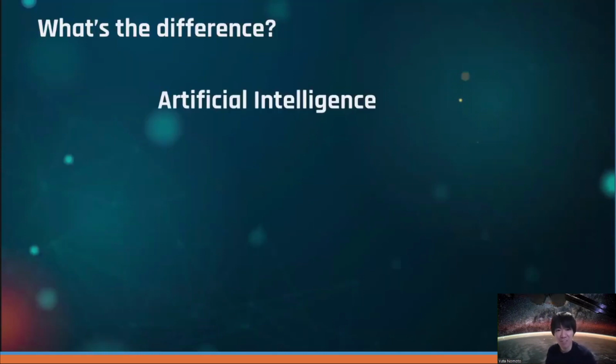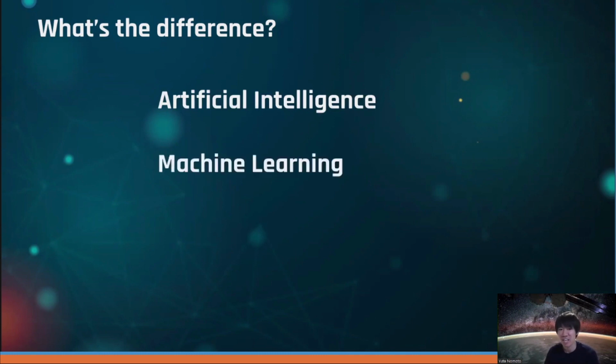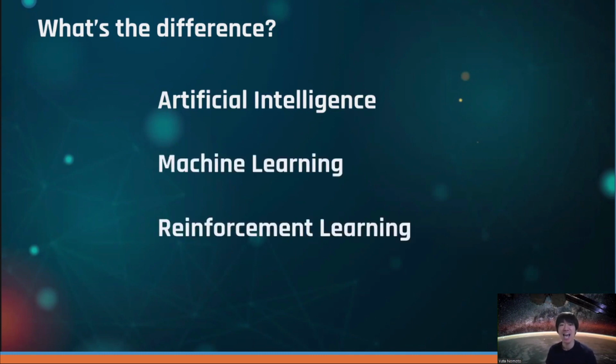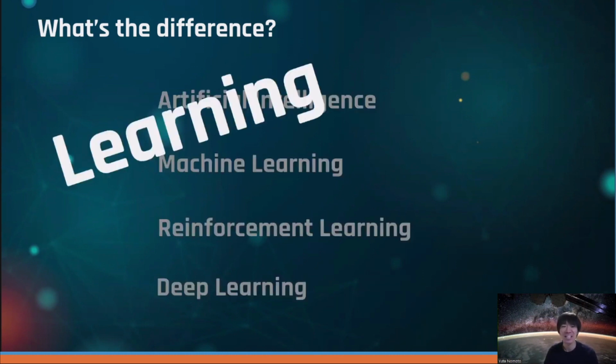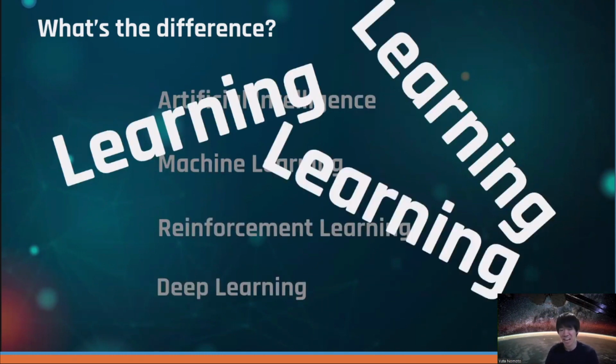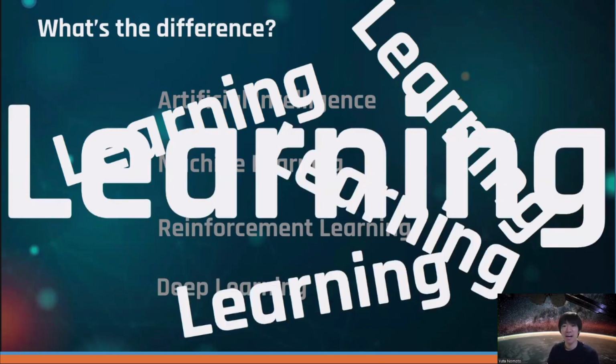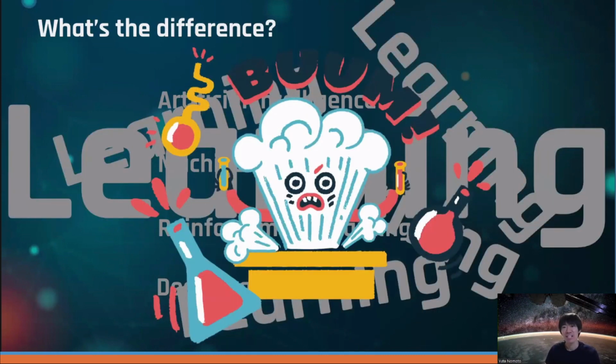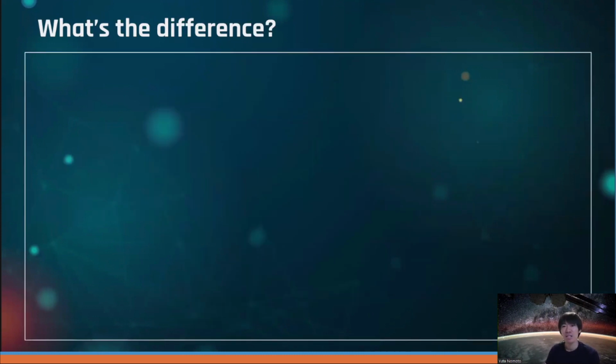So what's the difference between these terminologies like artificial intelligence, machine learning, reinforcement learning, deep learning? There are so many terms related to learning. But don't be afraid. Let's digest them one by one. So what's the difference?